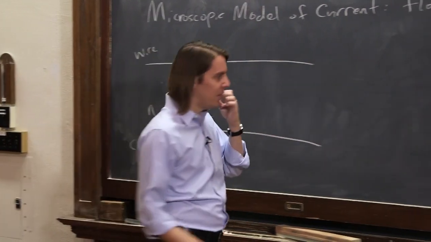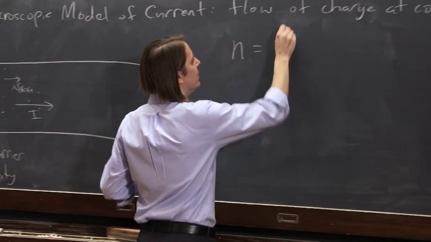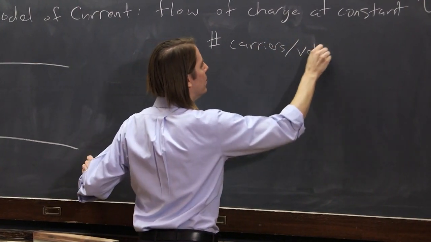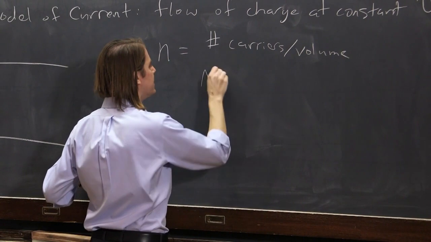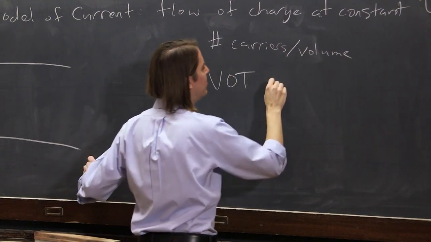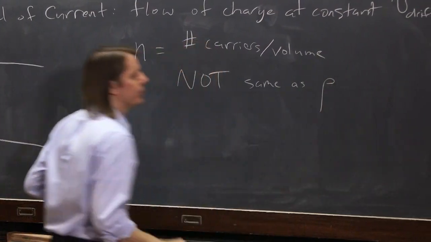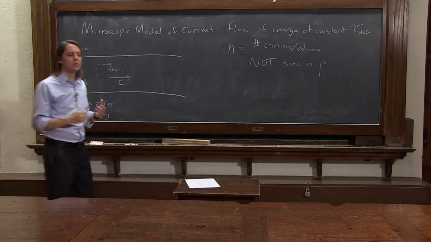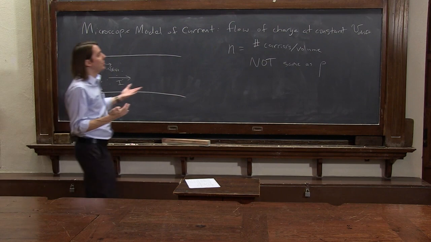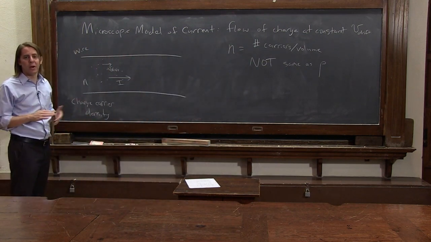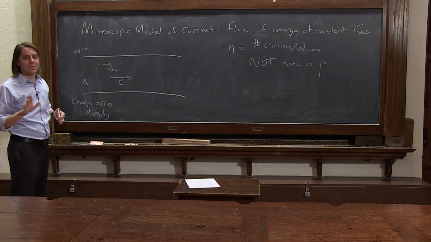And one thing to point out is that n, again, is the number of carriers per unit volume. It's not the same as rho. So remember rho? Rho was the charge density. You might say if it's the number of carriers per unit volume and they're charged, then it must be basically rho, that this wire is charged. Well, that's not the case, okay?